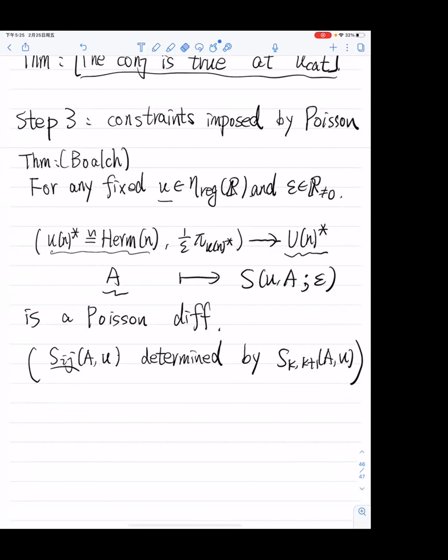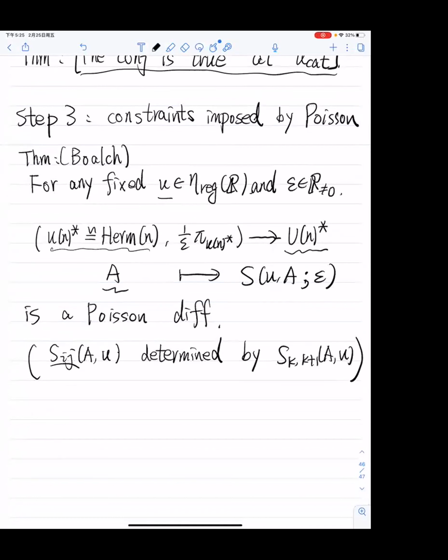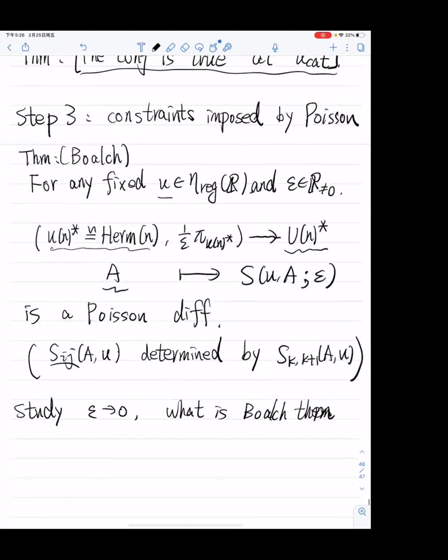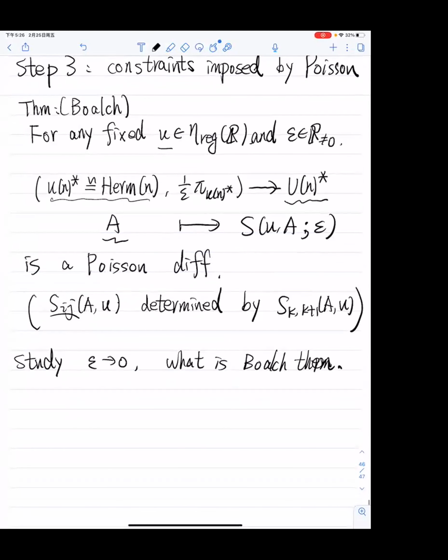Because what we study in this talk is actually the epsilon goes to zero limit. So now we need to understand what is the theorem as epsilon goes to zero. This was answered in several papers of Anton, Arkady, Yanpeng, and Benjamin Hoffman, Jeremy Lin.